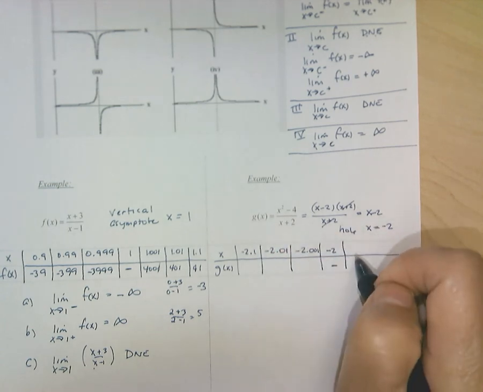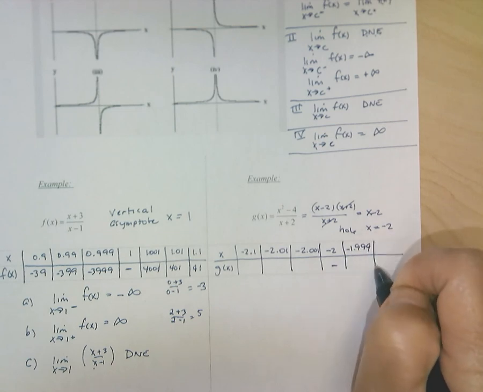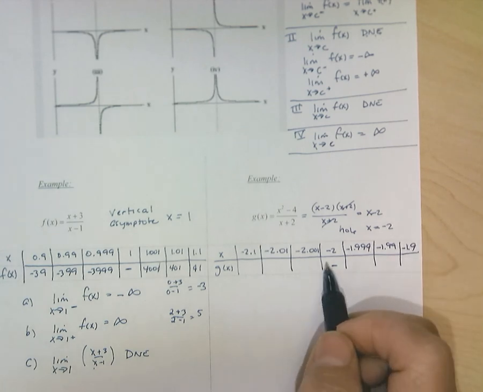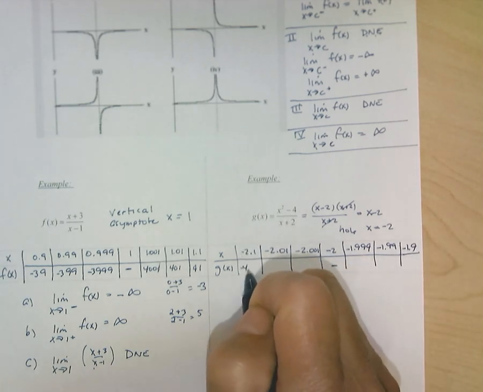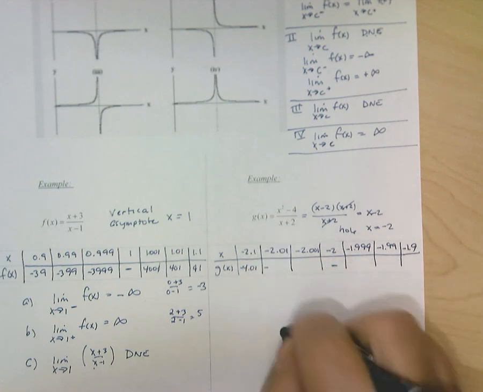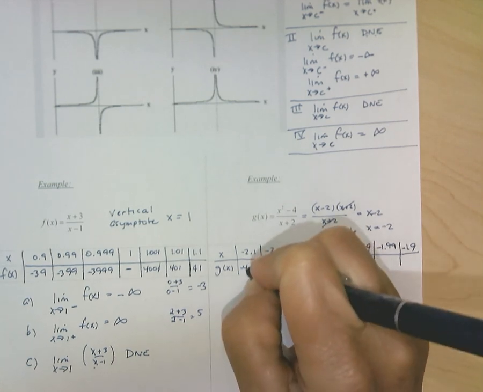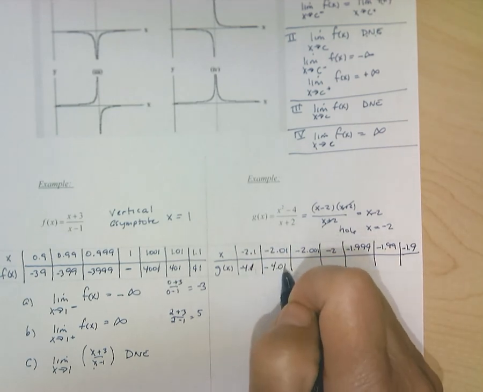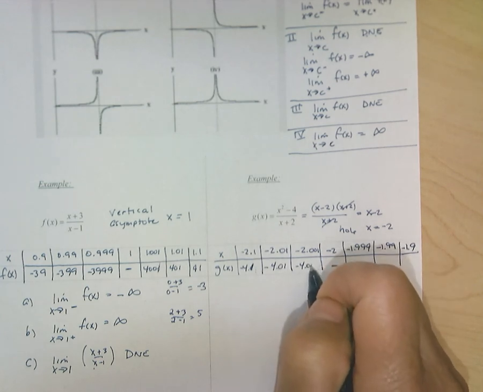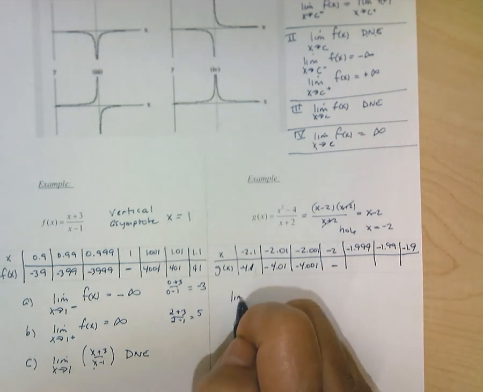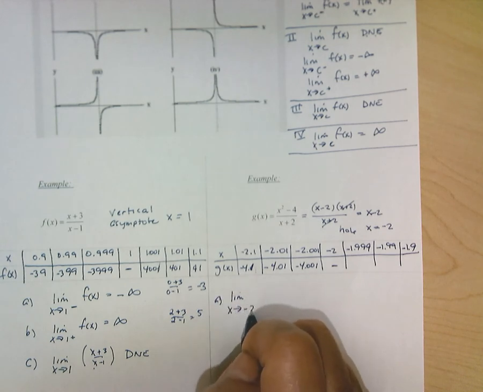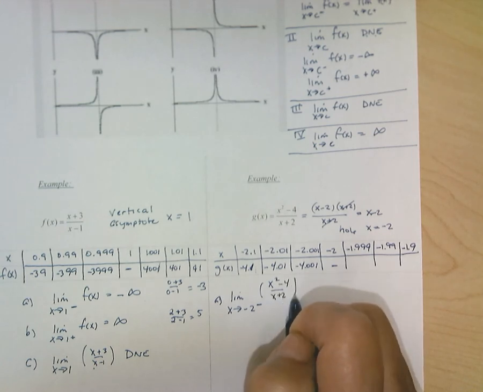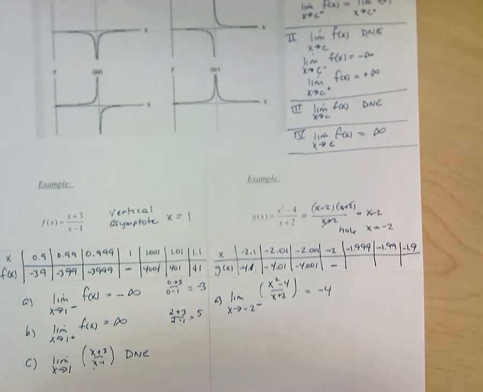Right of negative 2, I'd have negative 1.999, negative 1.99, and negative 1.9. So if I go left of negative 2, the values I get are negative 4.1, negative 4.01, and negative 4.001. So the limit as x approaches negative 2 from the left of x squared minus 4 over x plus 2 is going to equal negative 4.